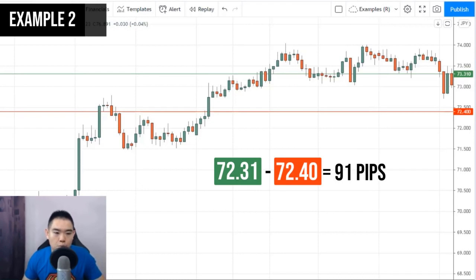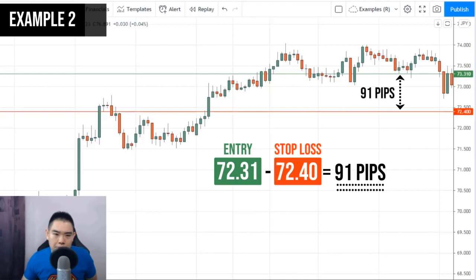Okay, so what do we do with this information? How do I get 73.31? Again, the entry price on this candle over here, the opening price, is 73.31. Stop loss is 72.4, which is this level here minus 1 ATR. And it gives us 72.4 as our stop loss. We take the entry price minus your stop loss, and this is your distance in pips for stop loss. So in other words, from your entry price here all the way down to here is 91 pips.